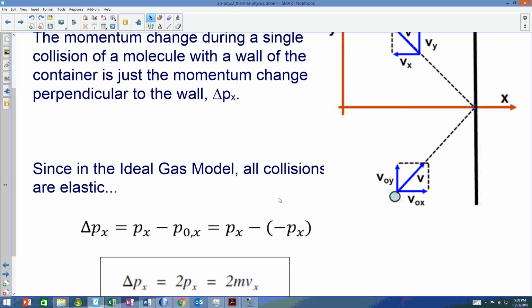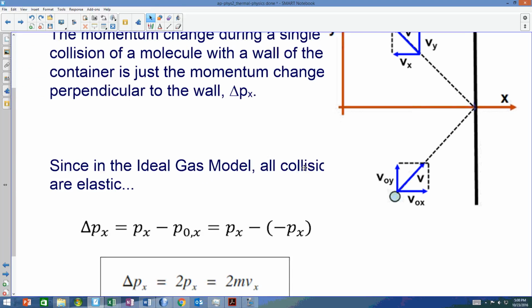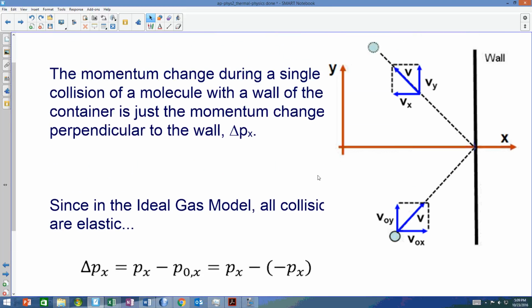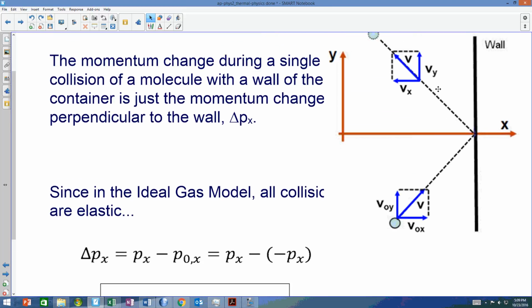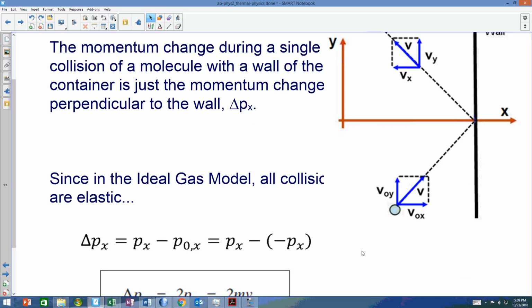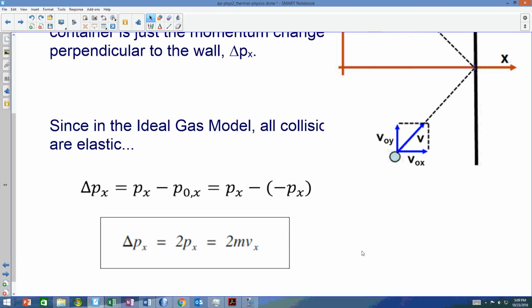In the ideal gas model, all the collisions are elastic, so that means that delta Px is going to be equal to Px, which would be mVx, minus P naught x, which is going to be mV naught x, and that's going to end up giving us Px minus negative Px, because it's a perfectly elastic collision. There is no change in speed, or in other words, no change in kinetic energy. That means that delta Px is going to be equal to 2 times Px, which is going to be 2 times mVx.